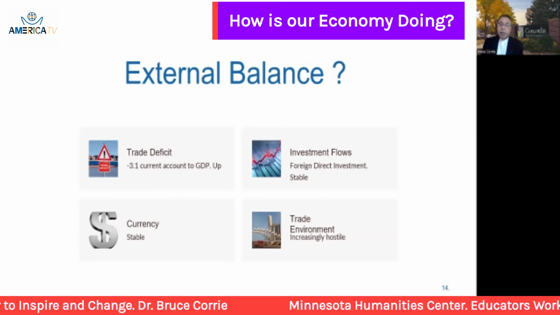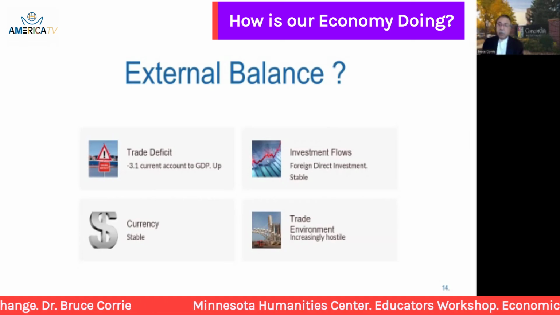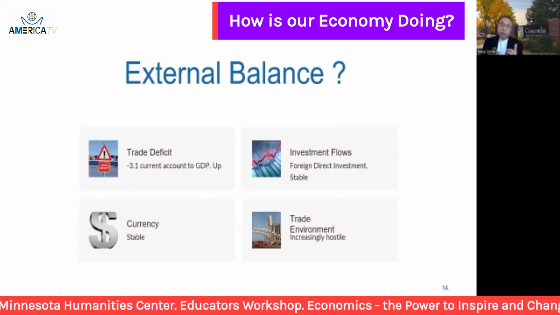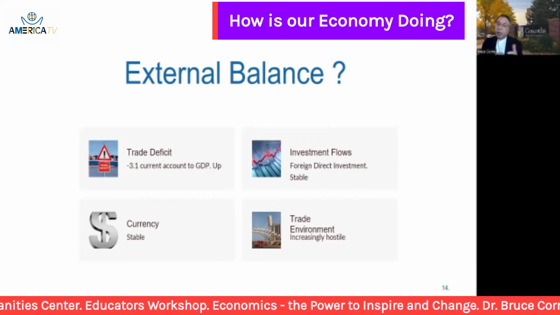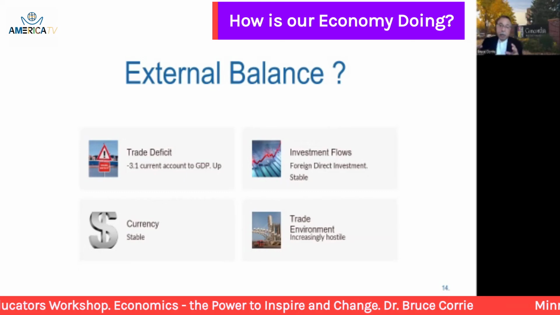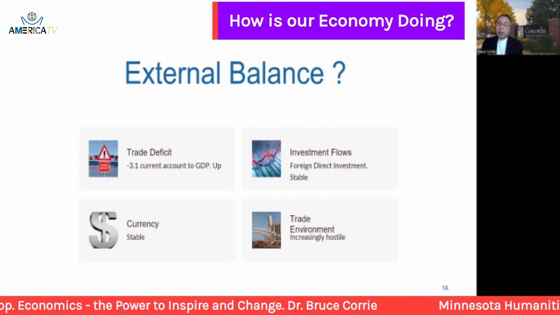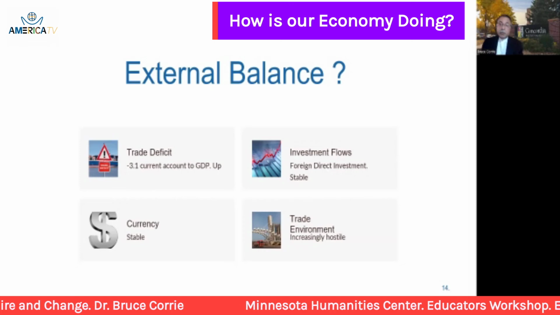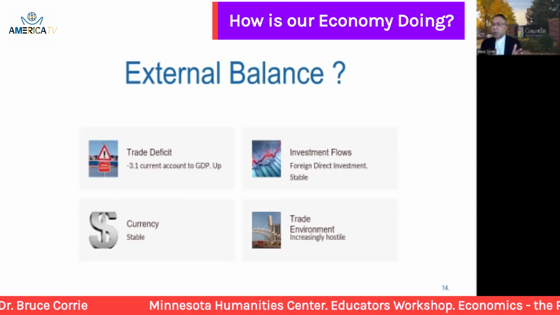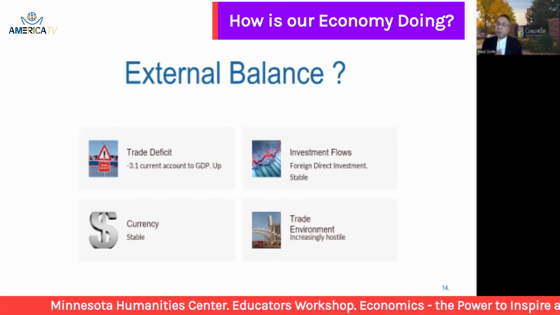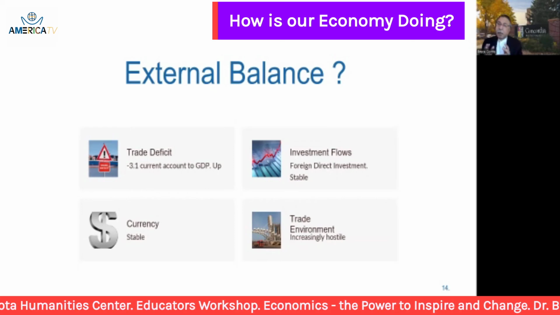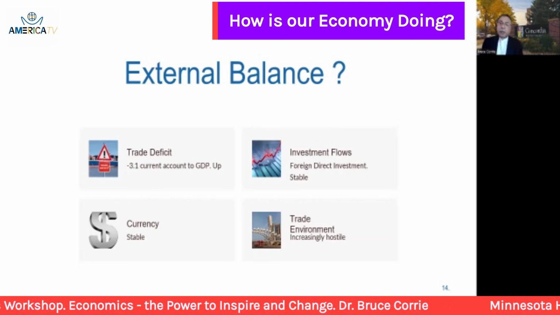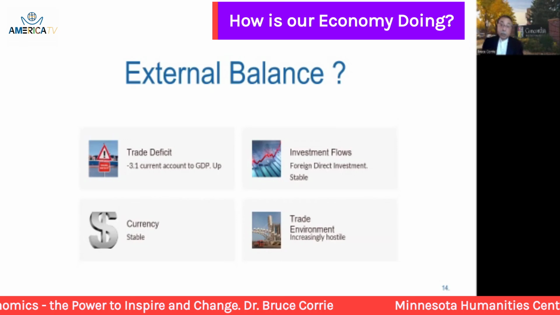Currency seems to be stable. Investment flows seem to be stable, but the trade environment is getting a little bit more hostile between the US and Russia, between China and the US, and the regional trade blocs that are happening around the world, and political alliances. So something to watch for in terms of external balance. So in summary, internal balance, question about the increasing inflation in the economy. External balance, we are looking at this growing hostility in the world and what's going to happen.